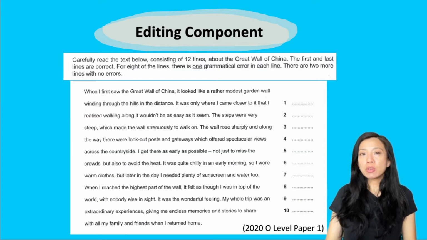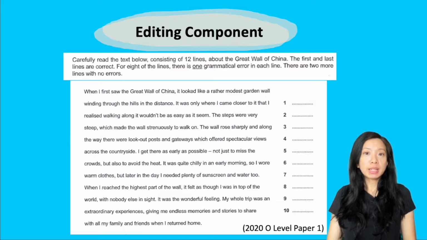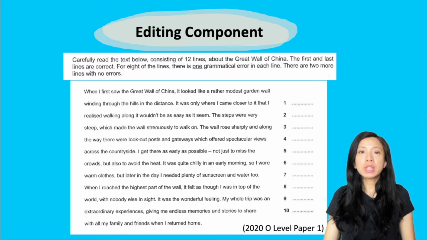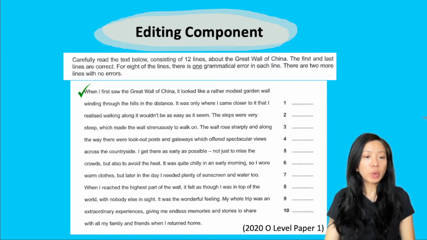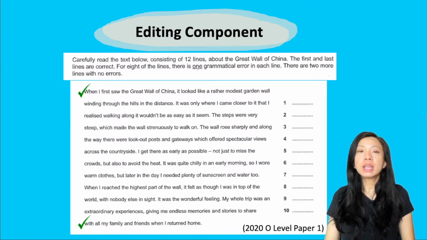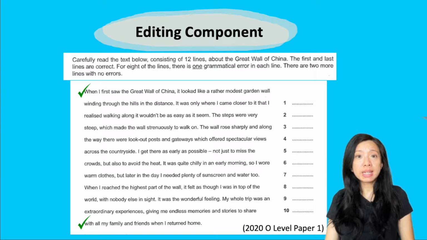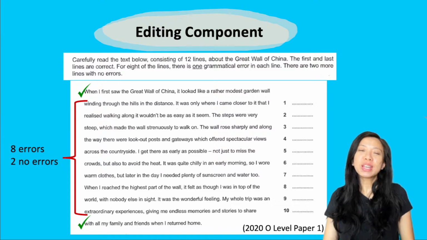So on my screen now, you can see the actual editing practice. This is taken from the 2020 O-Level Paper 1. Remember, the instructions state that the first and last lines are correct. Therefore, the first line, when I first saw the Great Wall of China, and the last line, with all my family and friends, there are no errors in these 2 sentences. The instructions also say for the remaining 10 lines, 8 of those lines have errors, and 2 of those lines have no errors.